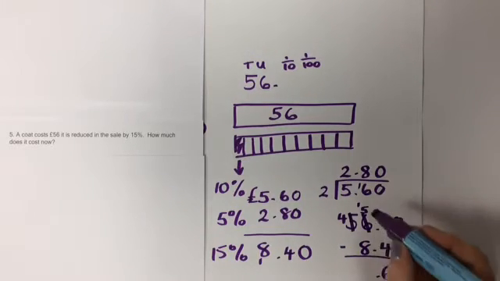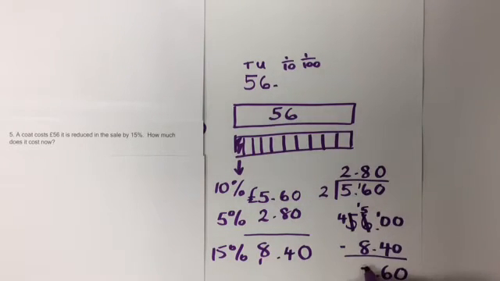So 8 from 15 is 7, and then the 4. So £47.60 is all I paid for my coat.